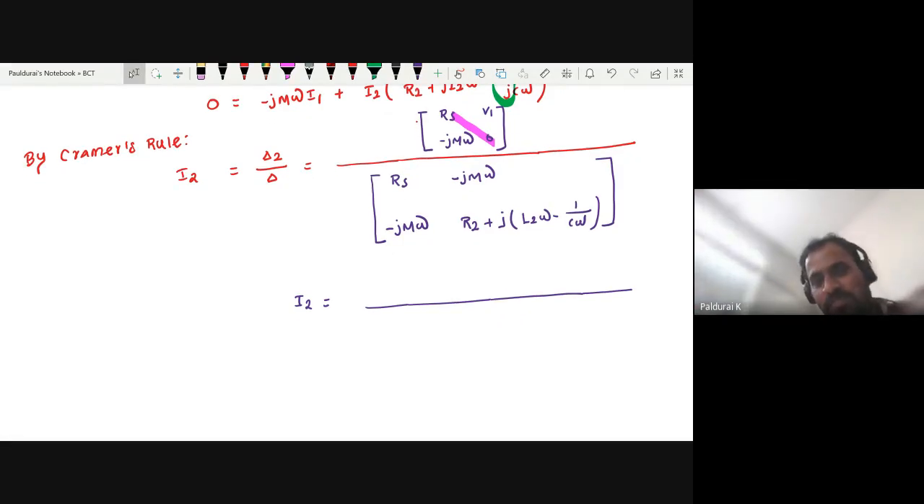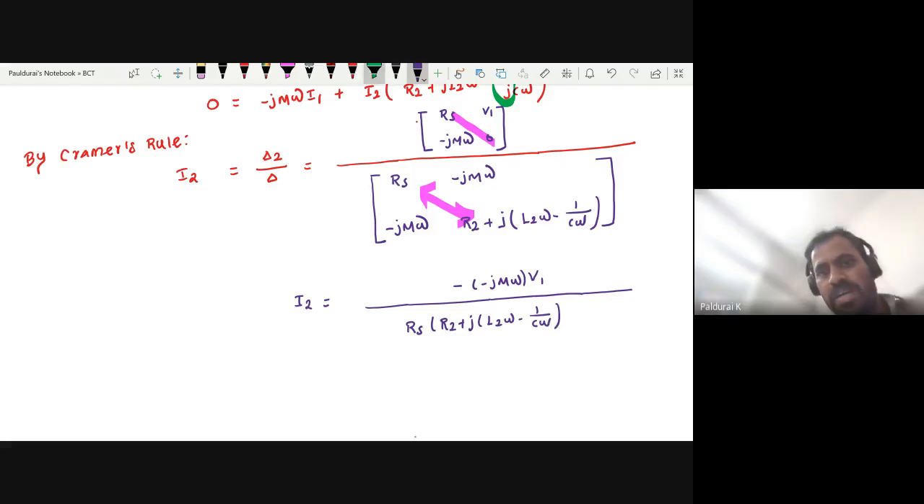Okay, so what is the numerator? It becomes minus of minus j m omega times v1, right? At v1. What about the denominator? So this into you want to multiply. So it becomes Rs times R2 plus j L2 omega minus 1 by c omega.